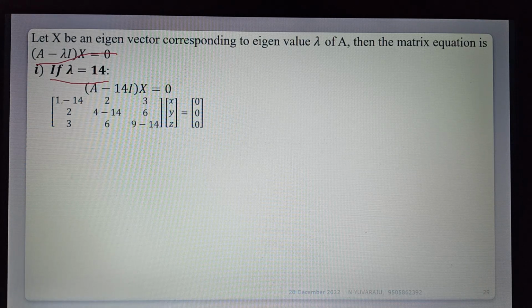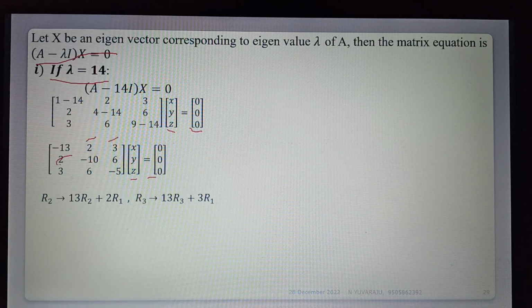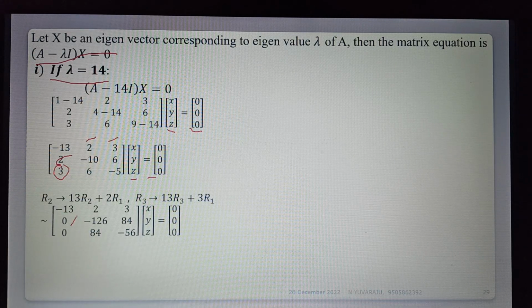That is equal to the matrix [1 minus 14, 2, 3; 2, 4 minus 14, 6; 3, 6, 9 minus 14] into the eigenvector x, equal to the zero matrix. Simplifying, [minus 13, 2, 3; 2, minus 10, 6; 3, 6, minus 5] x is equal to 0. So convert this to row echelon form. First of all, make this element 0 and this element 0, using the operations 13R2 plus 2R1 and 13R3 plus 3R1.